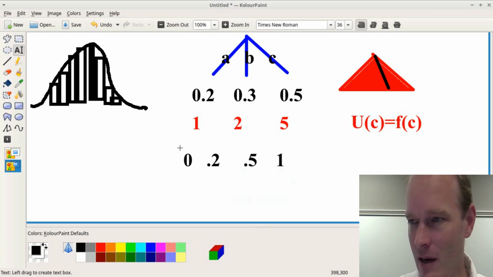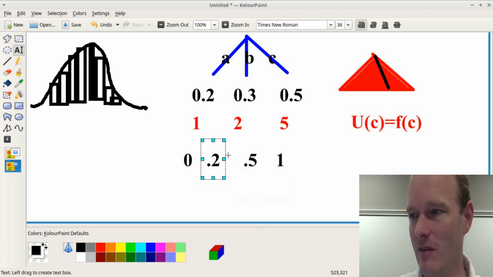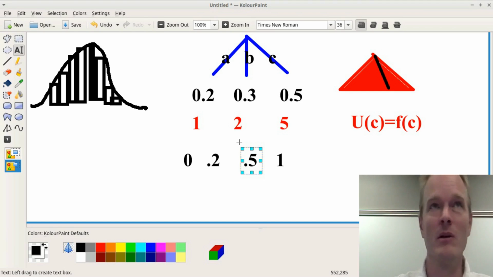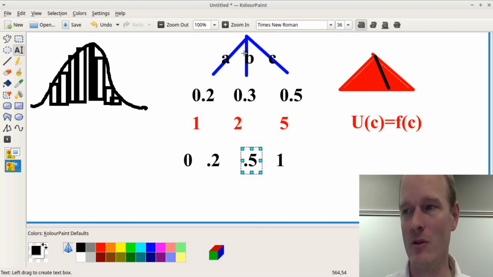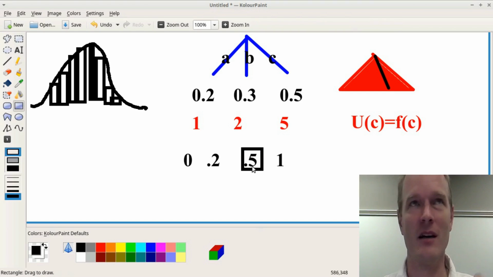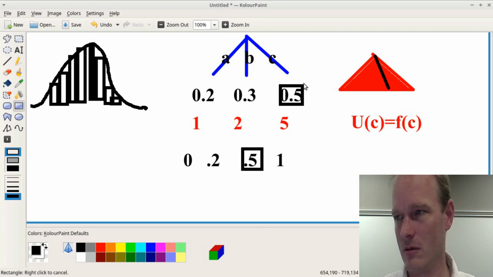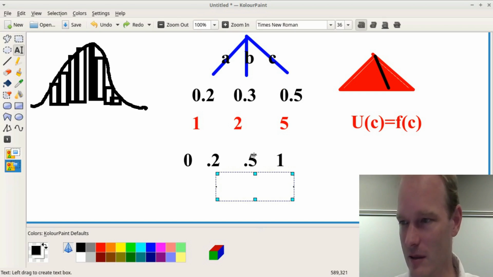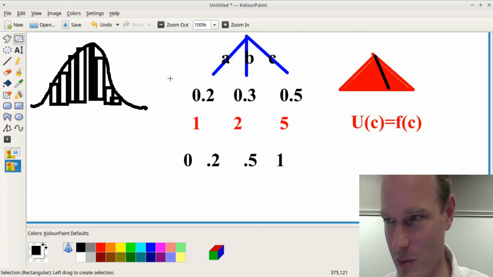Okay. Then I would find the smallest number in the cumulative distribution that's less than the random number I drew, and that tells me which choice to make. In this case, it is this 0.5, so you got it. And that tells me that I should choose, I think it was this one. Okay, there you go.